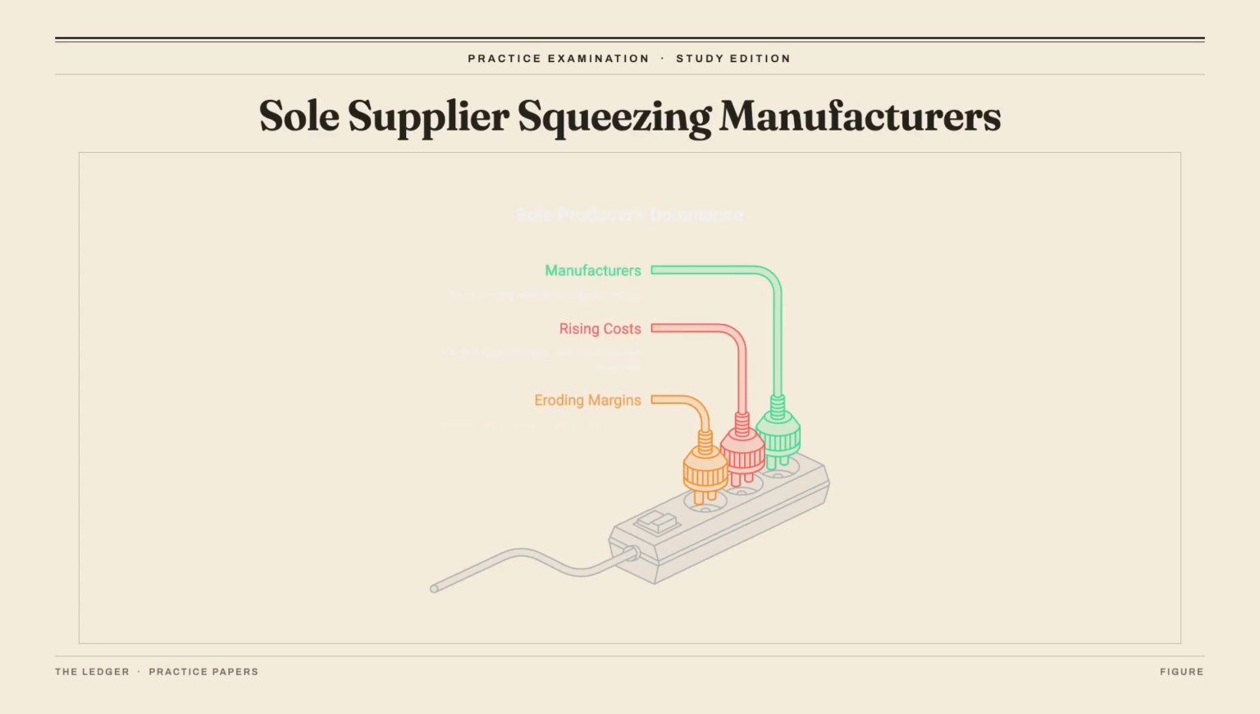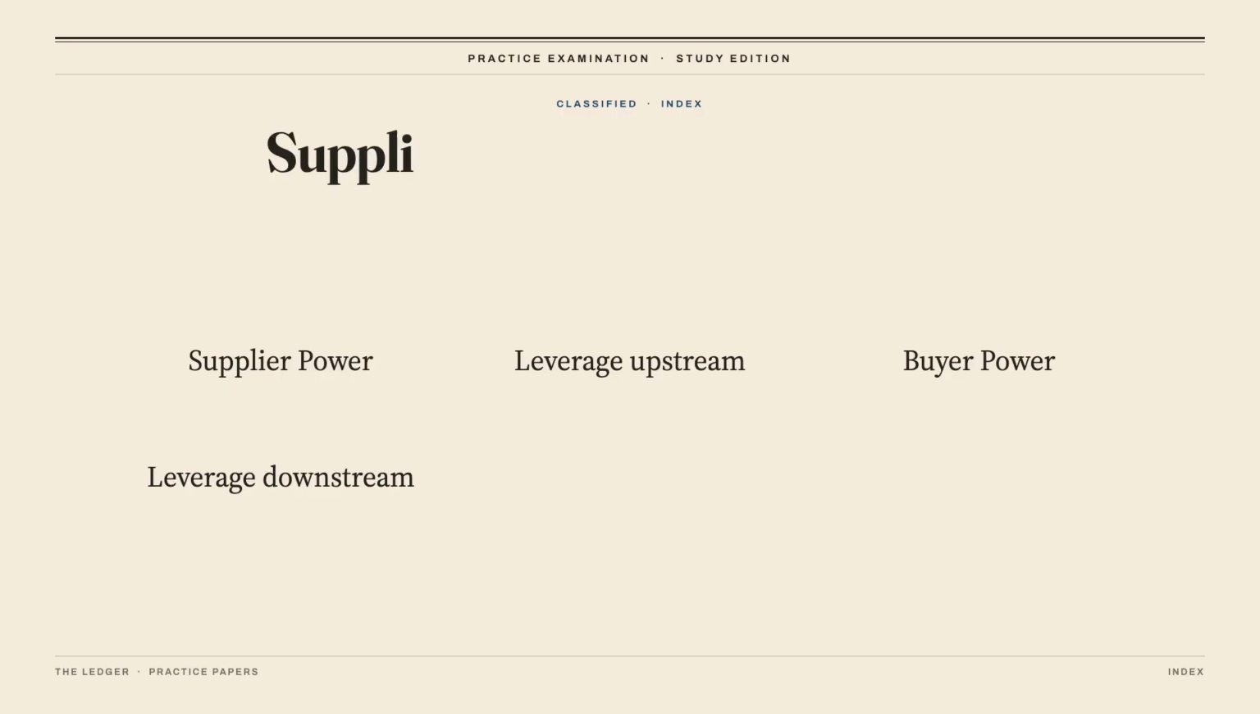Picture a manufacturing industry dependent on a single specialty compound available from just one producer worldwide. That producer can raise prices or tighten delivery schedules, and every manufacturer needing the compound must comply or halt production. So costs rise and margins erode purely from the input side.